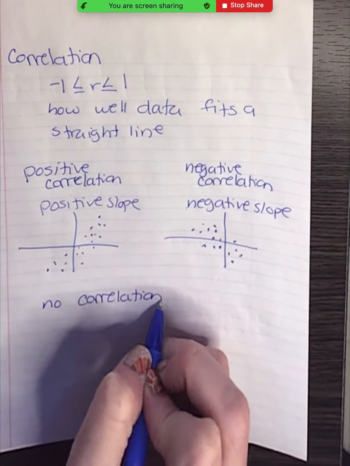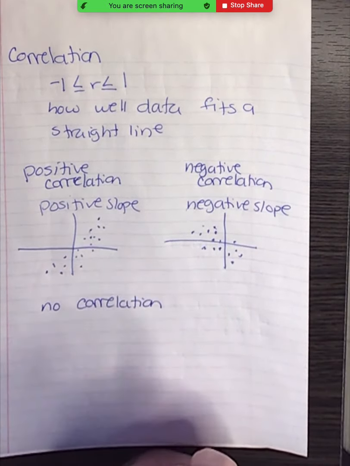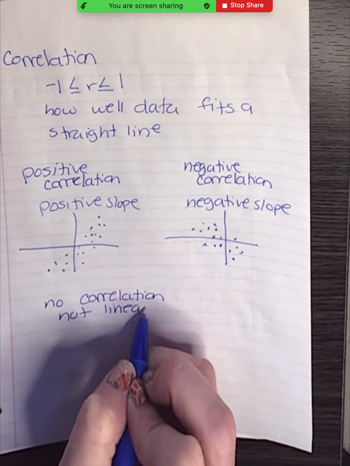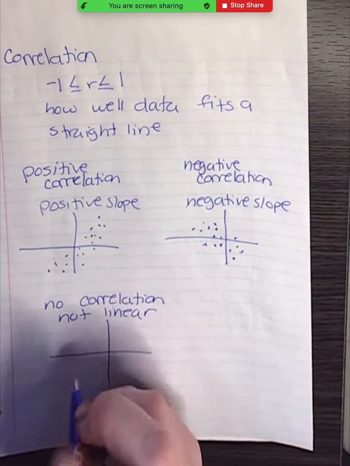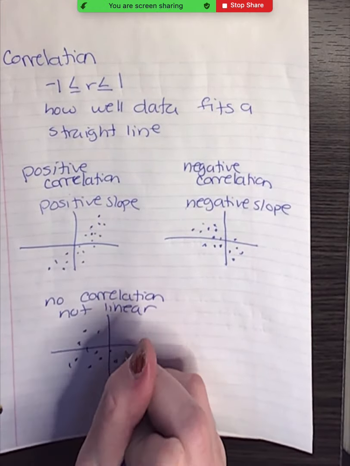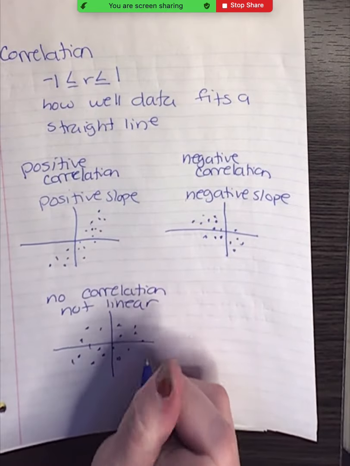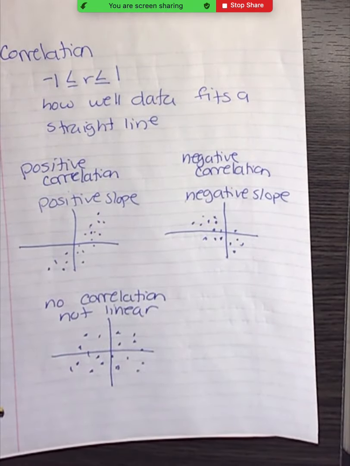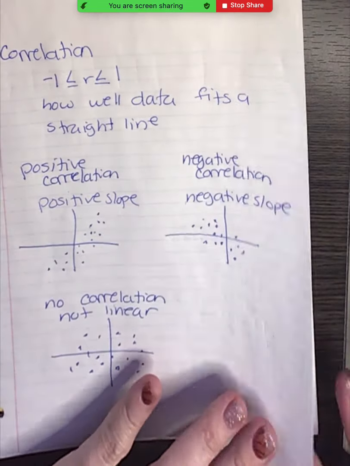Or we're going to say they have no correlation. That's when they're just scattered all over the place, and they're not linear. So you're not going to be able to use a straight line. Like this, they're not related to each other anywhere. There are just points all over the coordinate plane. Okay? So that is best fit lines.